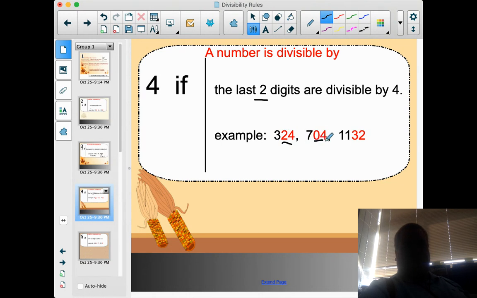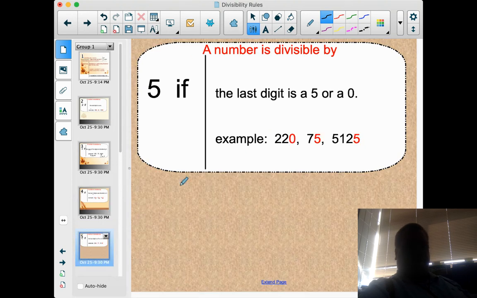704, just looking at the last 2 digits, you get a 4. Well, 4 does go into 4. Okay. And then 1,132, 4 goes evenly into 32. So it doesn't matter what the numbers are before. If the last 2 digits are some multiple of 4, then the whole number is a multiple of 4.